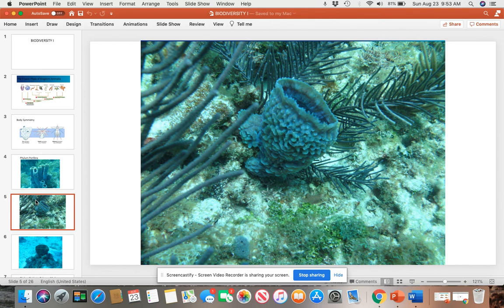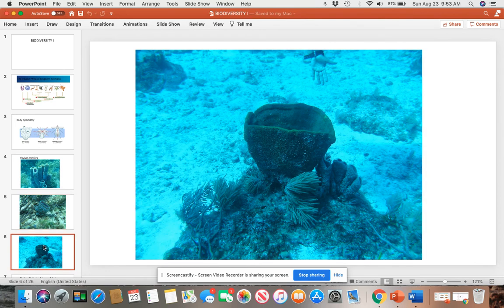This is an example of a vase sponge. I took this photo while scuba diving in Key Largo, Florida. This is another example of a vase sponge. Notice my hand. So it's pretty large in terms of scale, but sponges are asymmetric in body symmetry. They have a tiny mesh-like, glass-like matrix called spicules, which make up the main body part of the sponge.